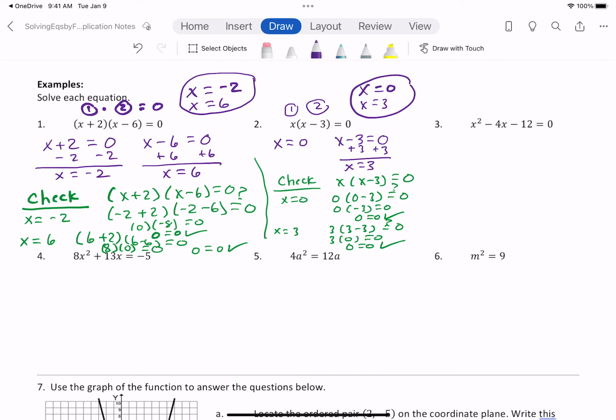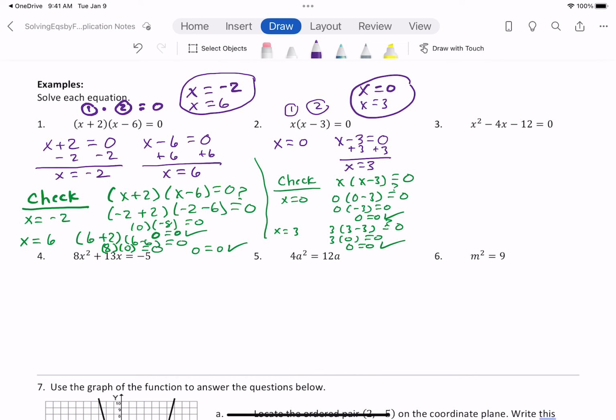All right, for the third one, we're going to have to go back to step 1 instead of starting at 3. Notice I don't have one factor times another this time. I've got a trinomial, 3 different terms. So they are in that standard form, ax squared plus bx plus c equals 0. So what we need to do is factor. So this is a trinomial. A is equal to 1.